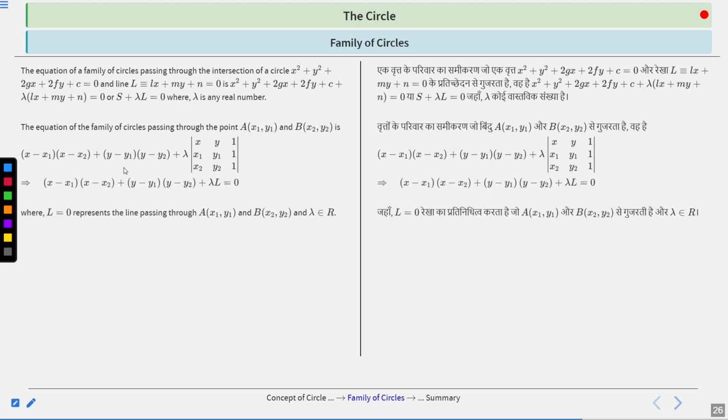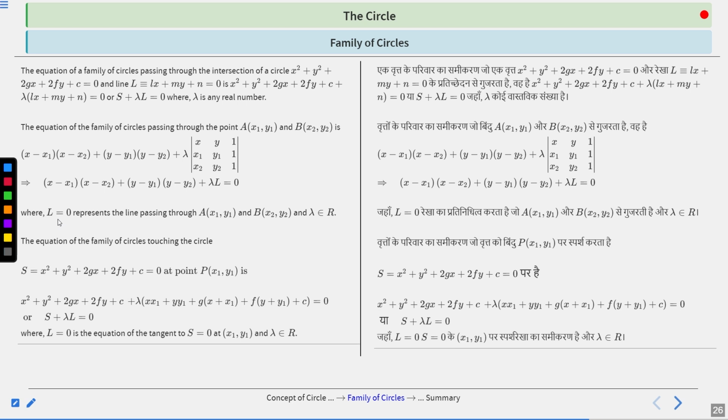After solving this, you can write the equation as (x minus x1)(x minus x2) plus (y minus y1)(y minus y2) plus lambda L is equal to 0, where L equal to 0 represents the line passing through A(x1, y1) and B(x2, y2) and lambda belongs to R. The equation of the family of circles touching the circle S equal to x square plus y square plus 2gx plus 2fy plus c equal to 0 at point P(x1, y1) is x square plus y square plus 2gx plus 2fy plus c plus lambda times (x x1 plus y y1 plus g(x plus x1) plus f(y plus y1) plus c) equal to 0, or S plus lambda L is equal to 0, where L is the equation of the tangent to S equal to 0 at (x1, y1) and lambda belongs to R.